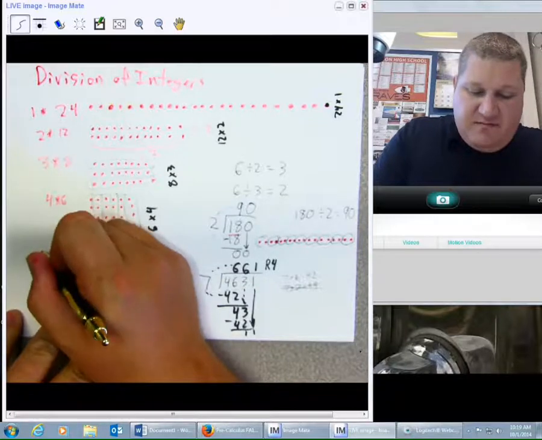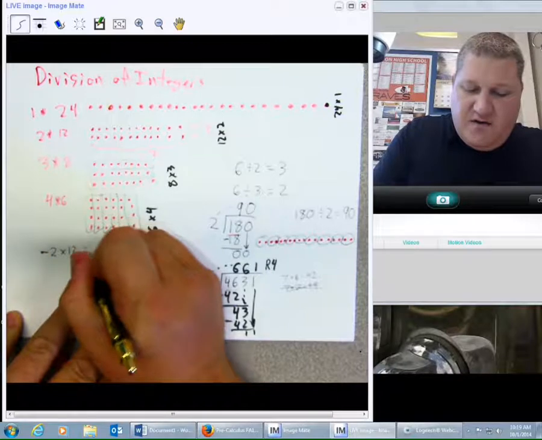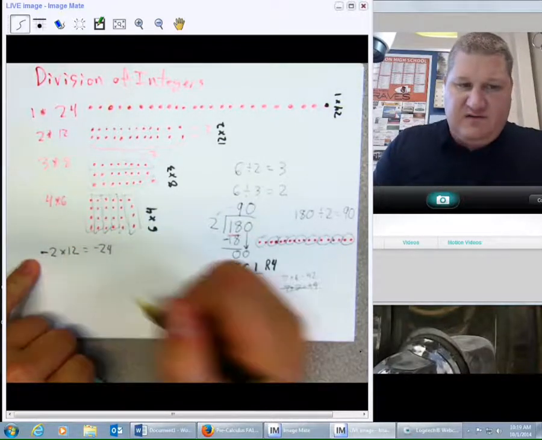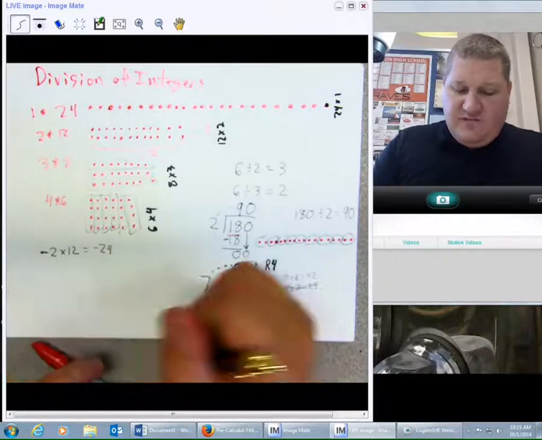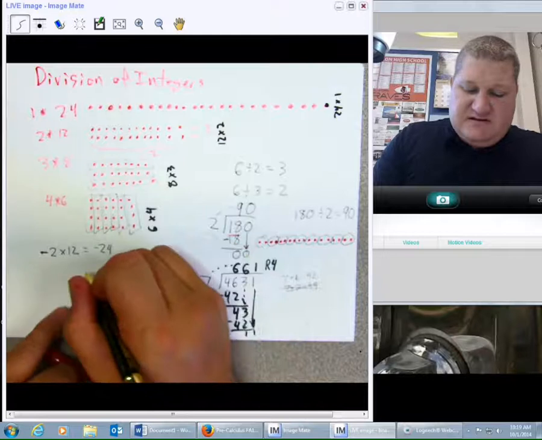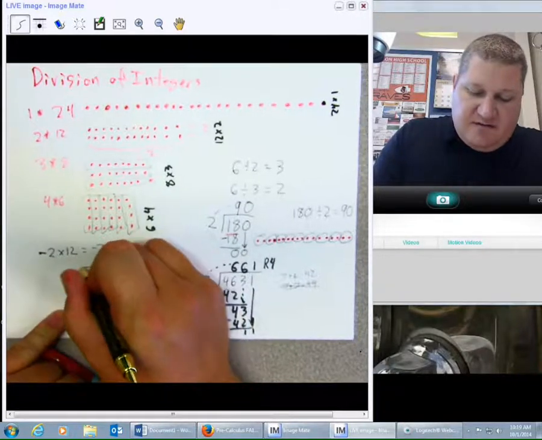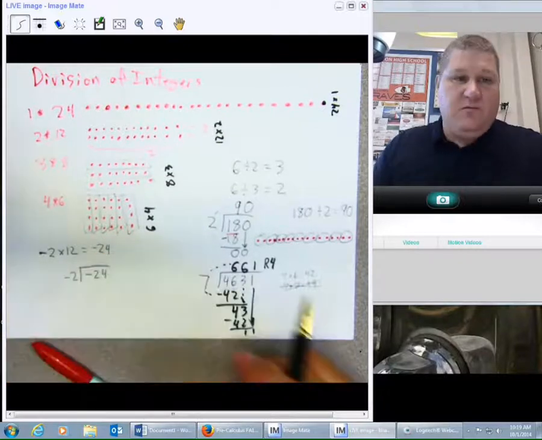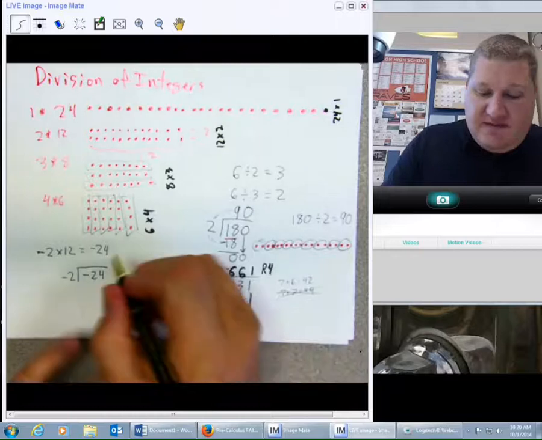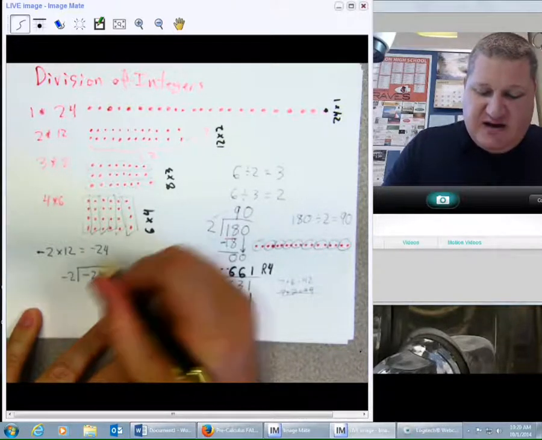Remember that a negative 2 times 12 was a negative 24 because I had a negative times a positive makes a negative. Well, I can't really show that with dots, but I could say what is negative 24 divided by negative 2. So, in this case, a negative 2, how many ways can I break 24 up into negative 2 bits?